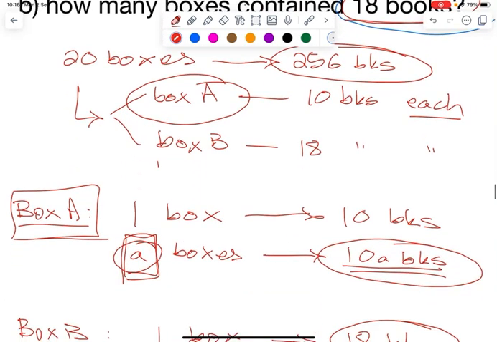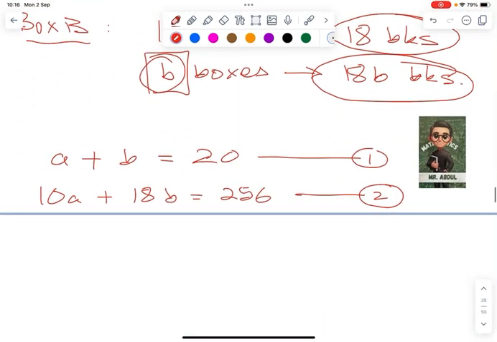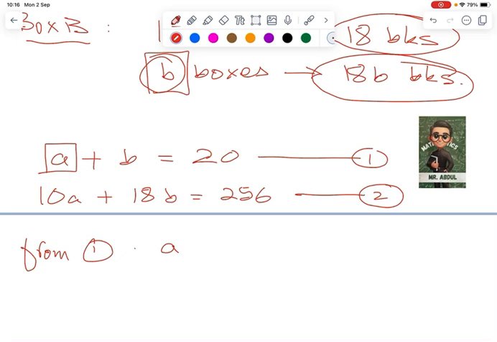18 books is your box B, correct or not? Since we are interested in box B, we will have to get rid of A, right? In order to get rid of A, from equation 1, your A is equal to 20 plus B, bring over, become minus B, right? This is my third equation.